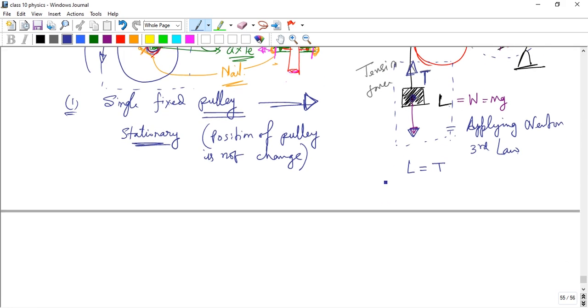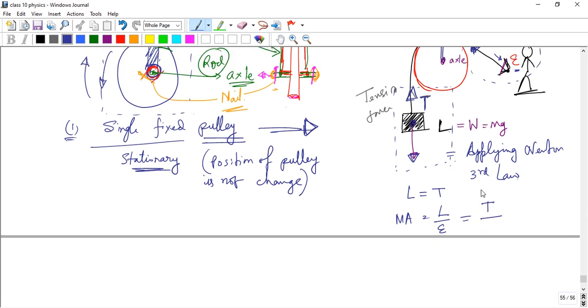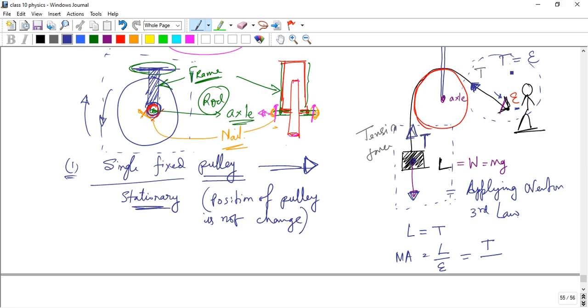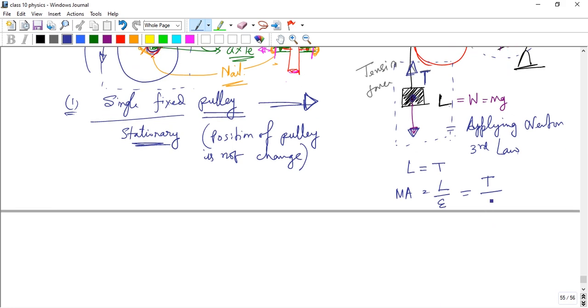If we calculate the mechanical advantage of a single fixed pulley, you know that it is load by effort. The load has a tension T, and the effort is also T, so they cancel out. So the mechanical advantage is 1. And what is the velocity ratio? Important. We know the velocity ratio is the displacement of the effort arm divided by the displacement of the load arm.